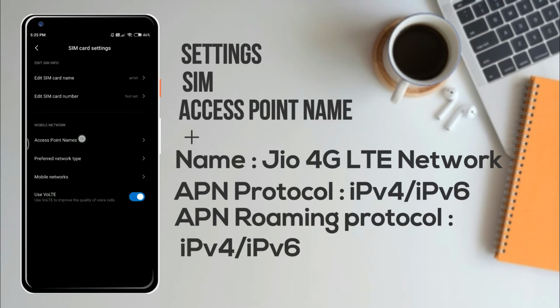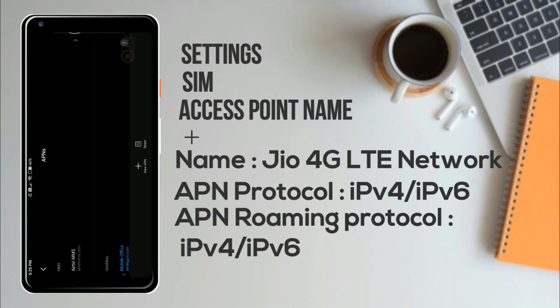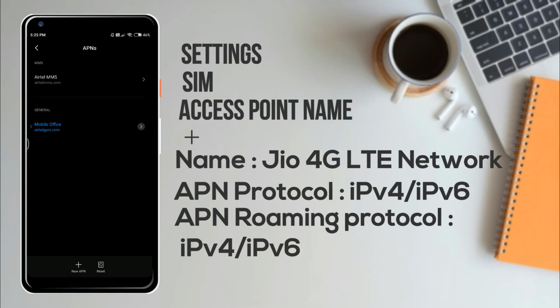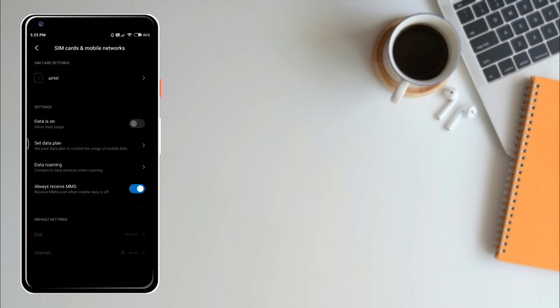friends. So click on this access point name, and click on this plus to add a new APN, and then enter whatever I show you on the screen. The name is Jio 4G LTE network, and in APN type, Jionet. Set the APN protocol to IPv4/IPv6 and the APN roaming protocol to IPv4 and IPv6, and click on the three dots on the top right side and click on save. Then select the APN and preferably restart the device so that it is done. So this is the way you do that, guys.